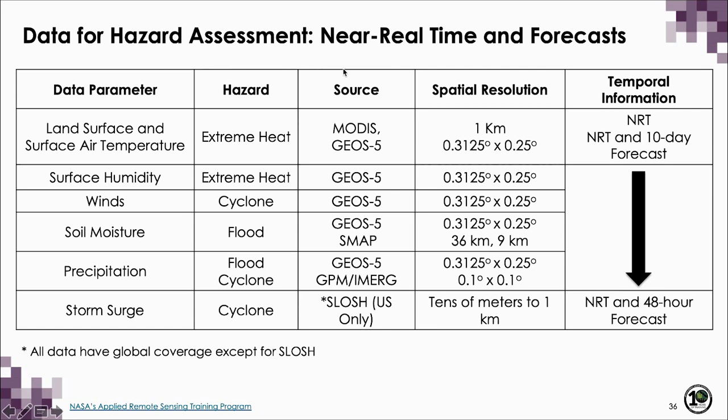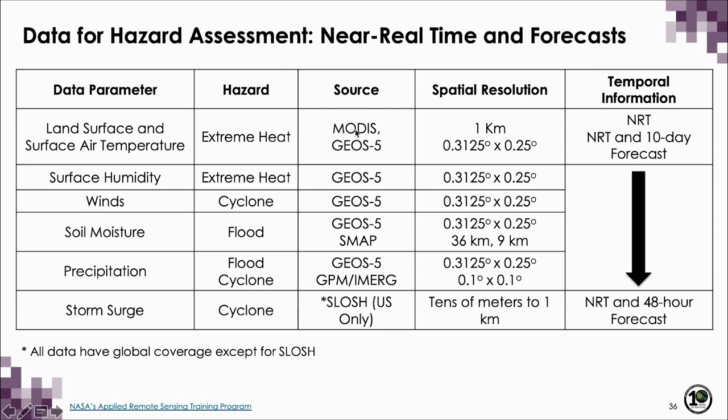This brings us to near real-time and forecast data. So once you know hazard assessment from past data, that information can be applied to a hazard that is occurring in real time or one that is approaching, which you know from forecast, and then that helps you in better preparedness. So the same data sets are listed here for these hazards.